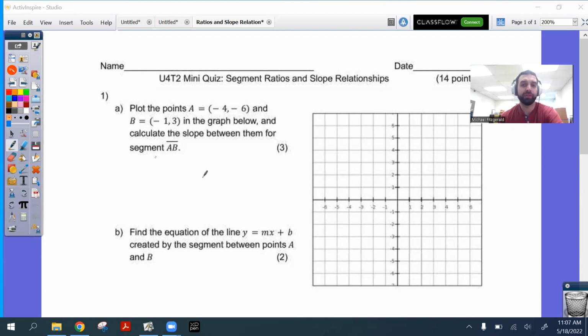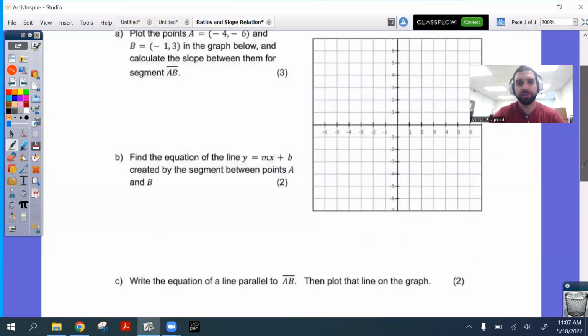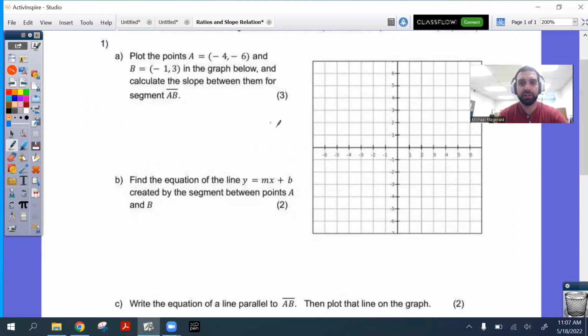First, what we are asked is plot these 2 points, A and B. -4, -6. Let me scroll down a little bit. -4, -6. Let's call that A. And -1, 3, which we will call B. And it says calculate the slope between them for segment AB.